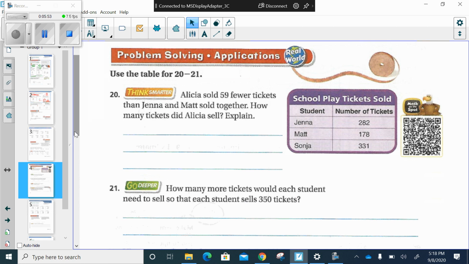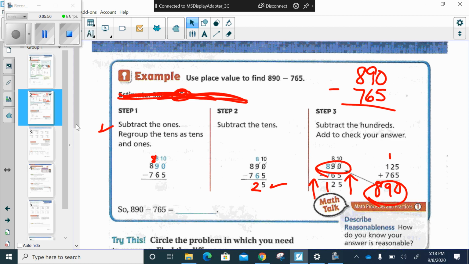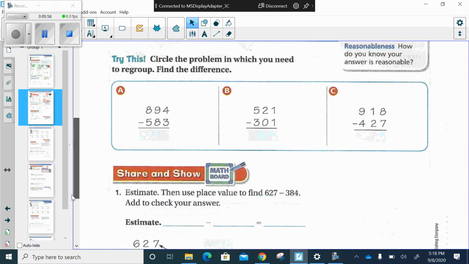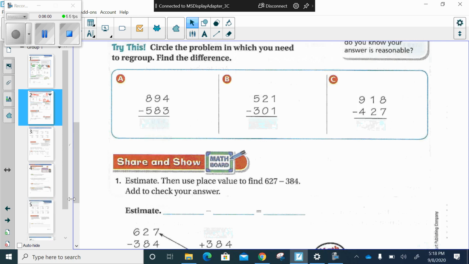Oh, that's not what I wanted. Okay, let's go to the next problem. Okay. Here we go.